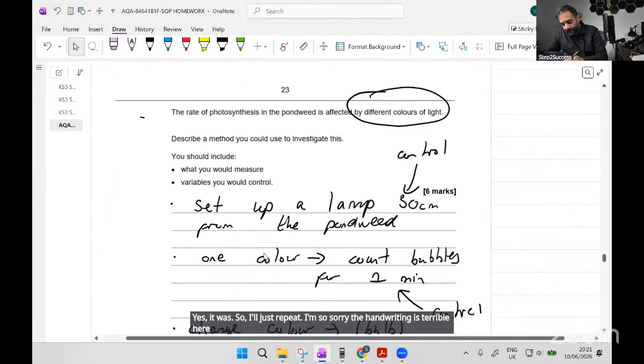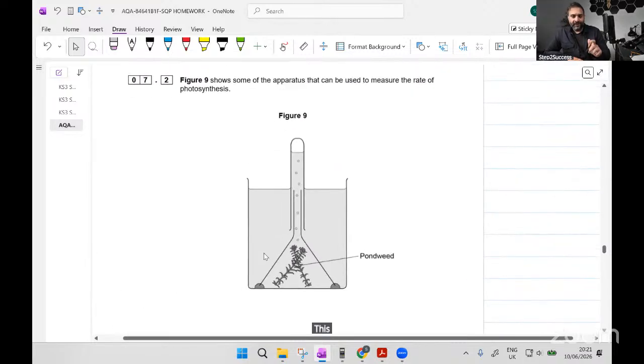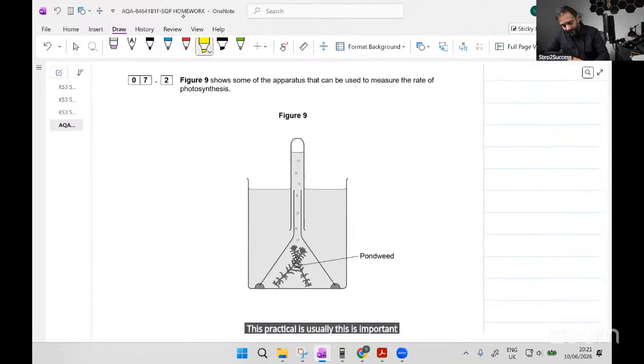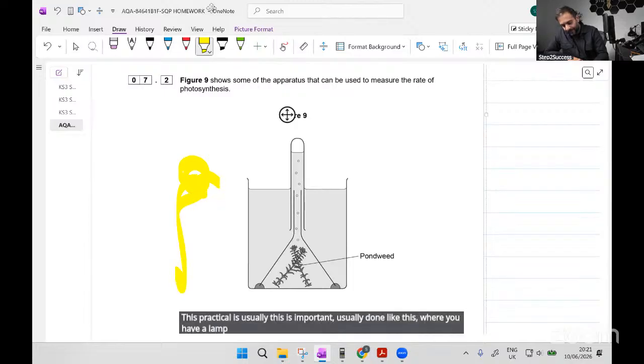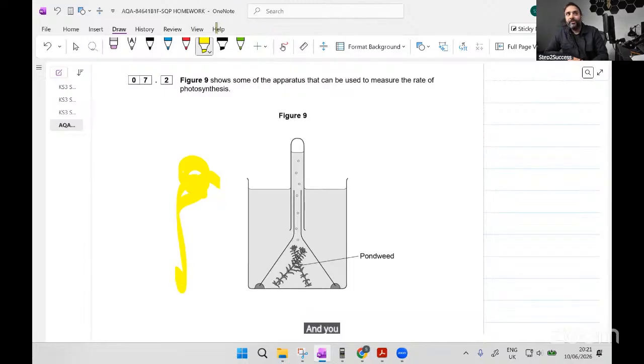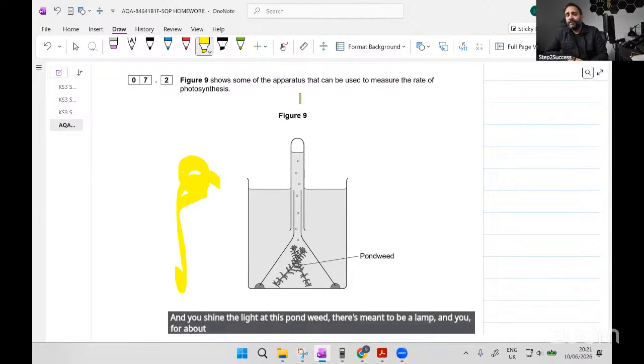But this practical is usually, and this is important, done like this, where you have a lamp and you shine the light at this pondweed. It's meant to be a lamp. And for about a minute, you count the number of bubbles because that's producing oxygen while it's got light.